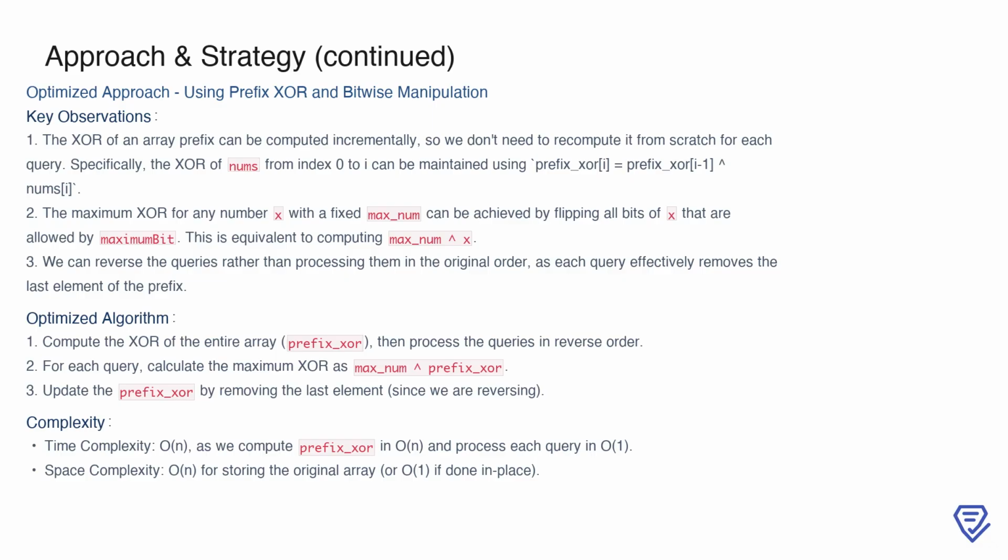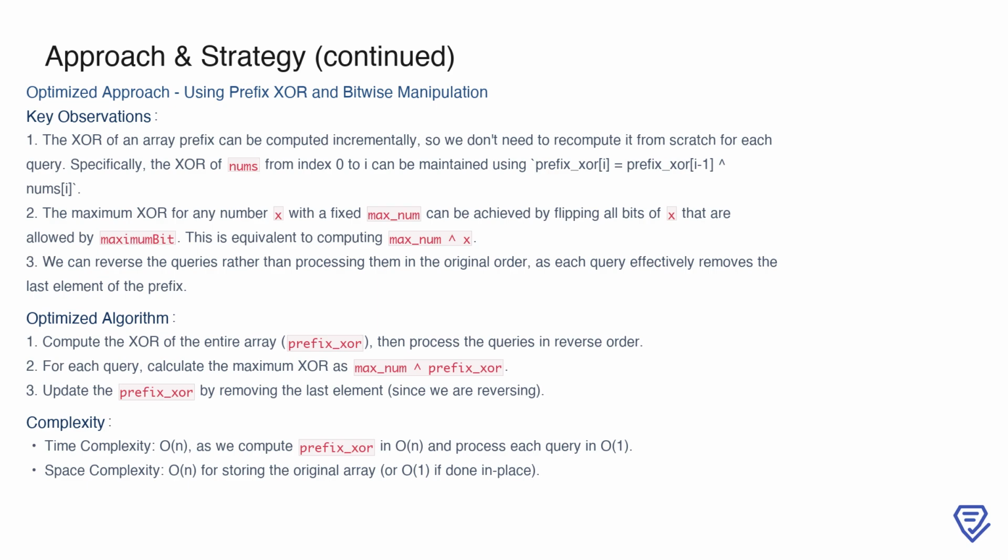The second observation is that the maximum XOR for any number can be achieved by flipping the bits of that number, as allowed by the maximum bit constraint. This is mathematically equivalent to taking the XOR of the number with the maximum possible value, max_number.